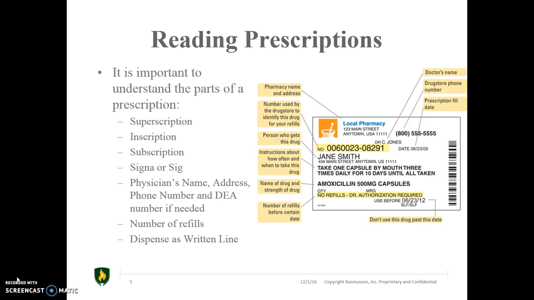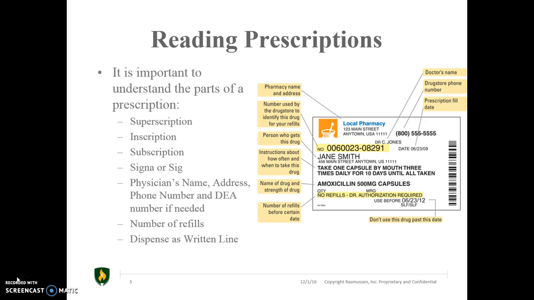A superscription contains the patient information, such as their name, address, date of birth, and the date the script was written. An inscription gives the name of medication and its dosage. The subscription is the amount of medication the pharmacy is to dispense to the patient. The signia is the instructions for how to use the medication.